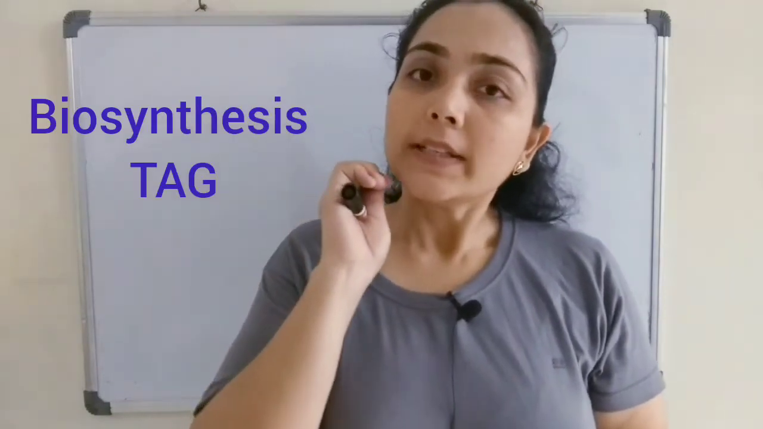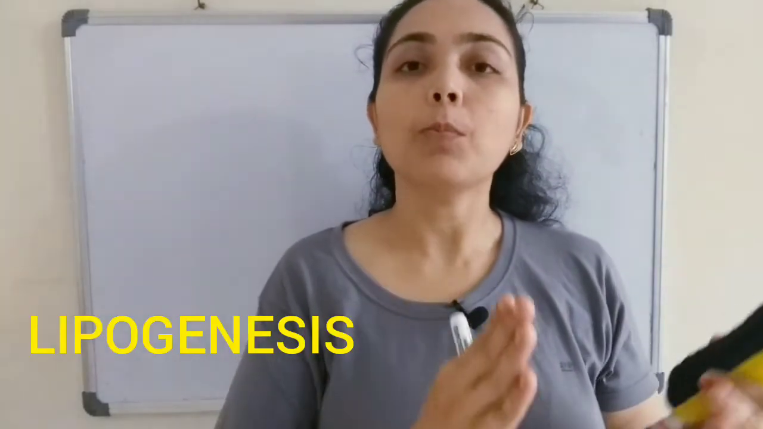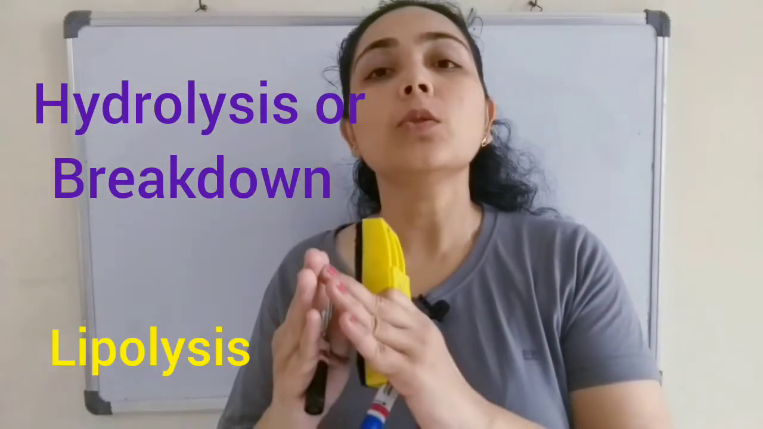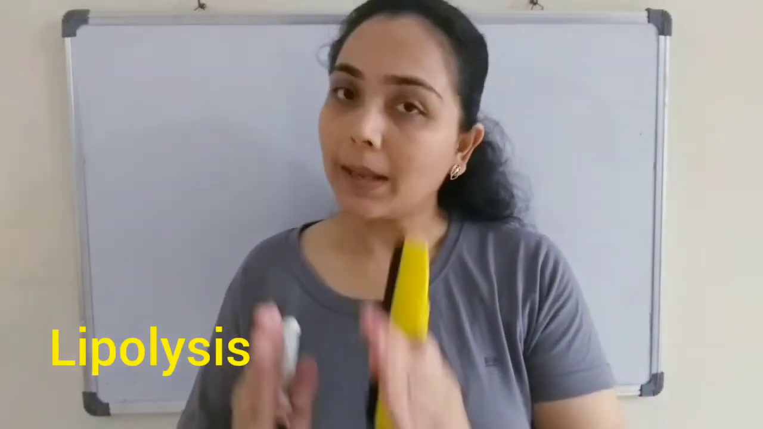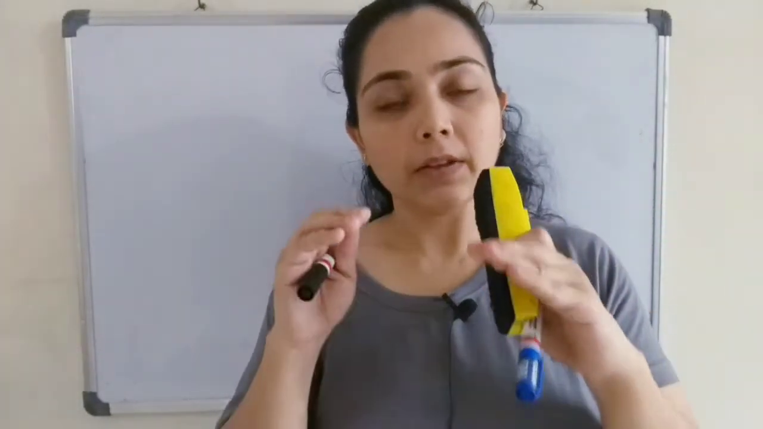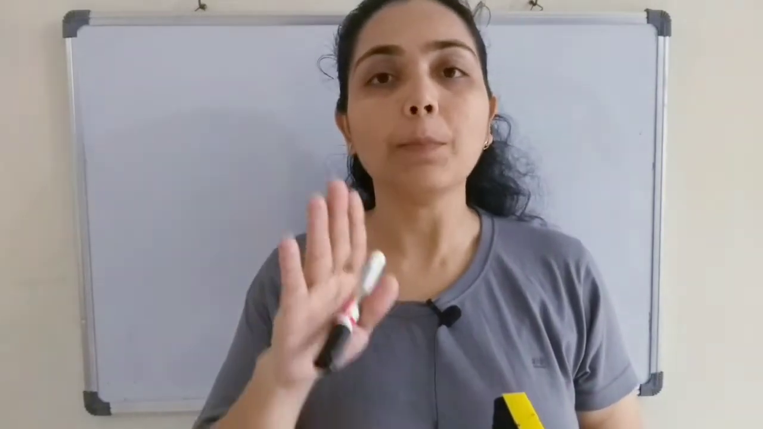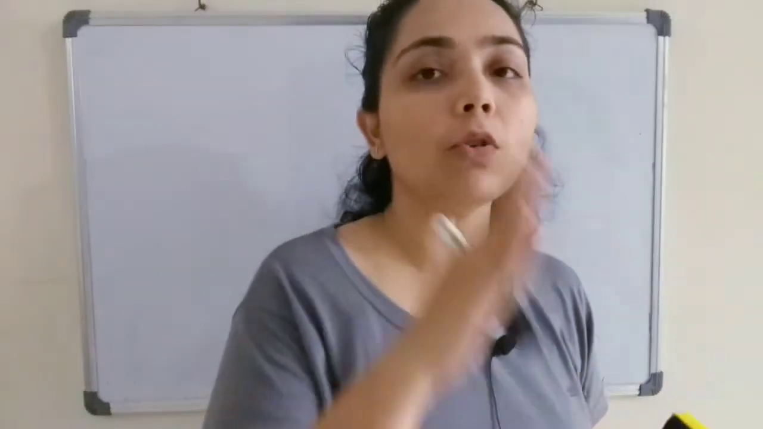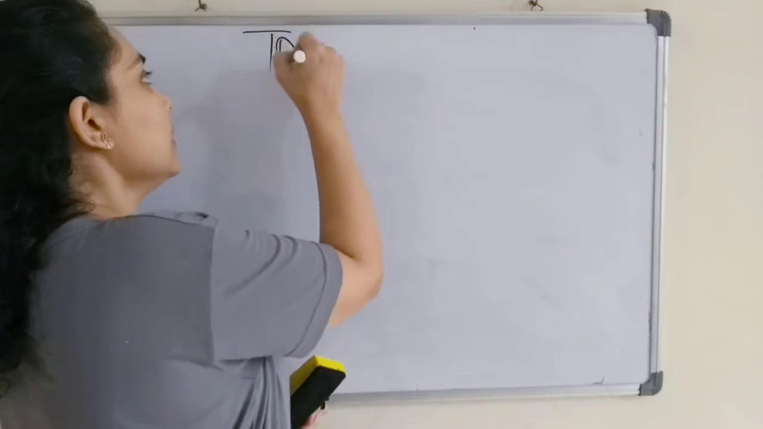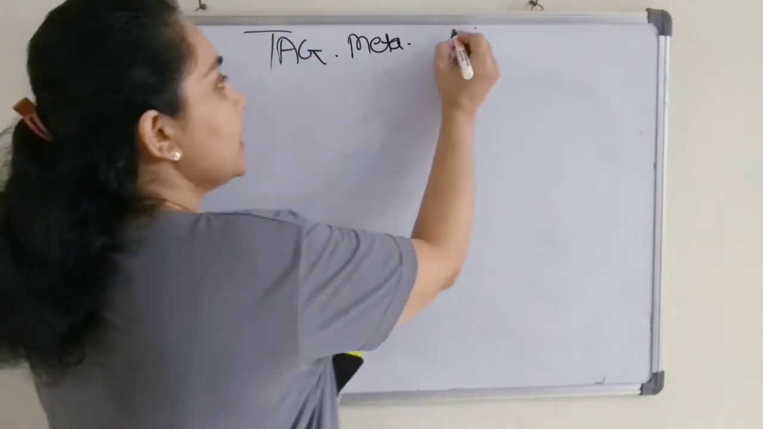So the synthesis of triacylglycerol in our body is known as lipogenesis, and the hydrolysis of triacylglycerol is known as lipolysis. Lipogenesis we had already discussed in the last class. The link of the same lecture is available in the description box, and today we will discuss lipolysis, that is the breakdown of triacylglycerol, under the heading TAG metabolism.